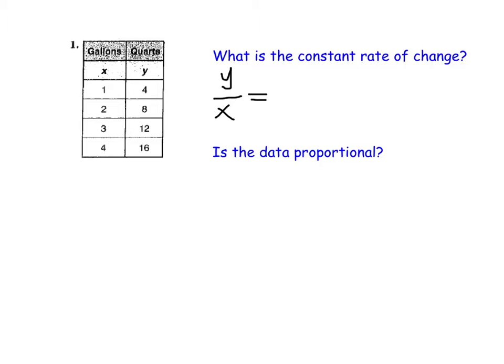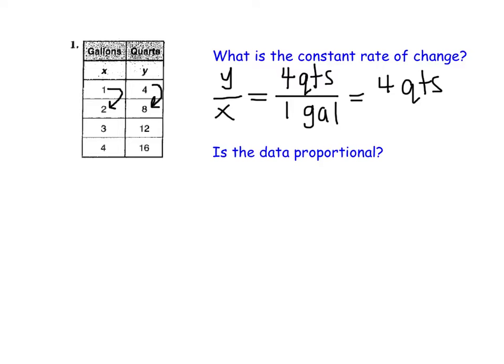So looking at my quarts, I want to see how much it's gone up. So from the first to the second gallon, it's gone up 4 quarts. And then I go ahead and look at my x, and going in that same direction, it's gone up from 1 to 2 gallons. So that would be an increase of 1 gallon. And so that means that my constant rate of change is 4 quarts per 1 gallon.